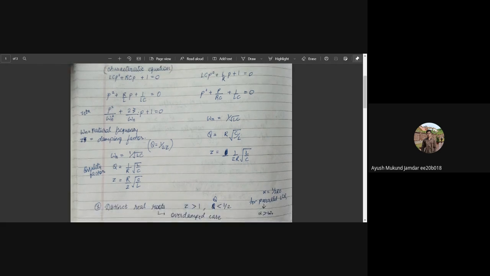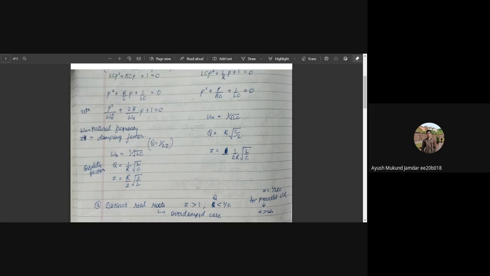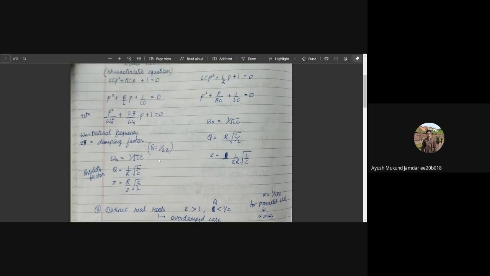Now, to generalize this, we write it as p square by omega n square plus 2 zeta times p by omega n plus 1 equals 0. Both equations on careful observation can be seen to be of the same form, where zeta will decide the nature of the roots, because if zeta is 1, it will have equal roots, and the other cases. So what happens is we have to define some more terms here.